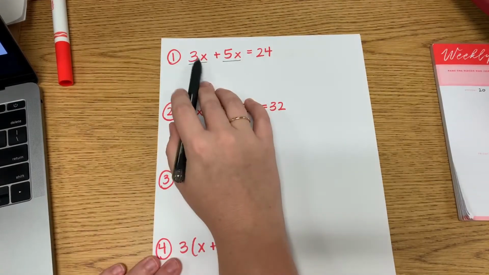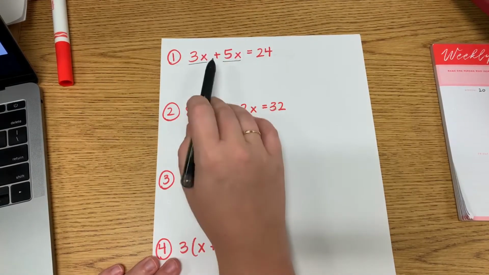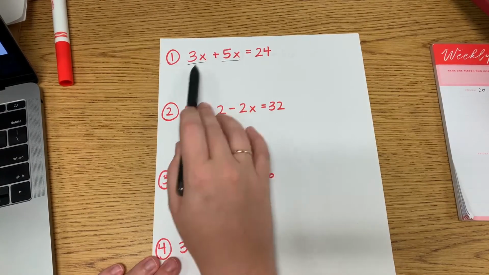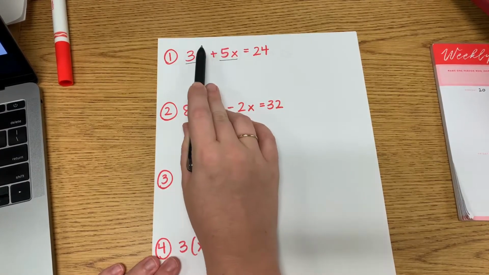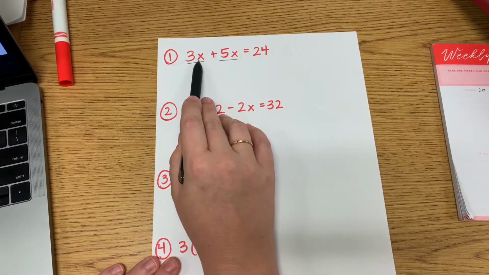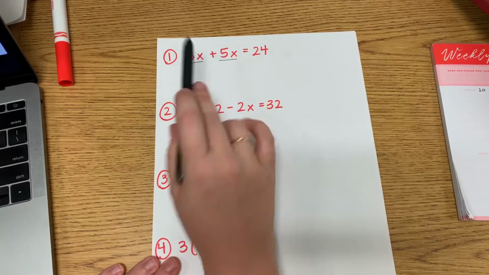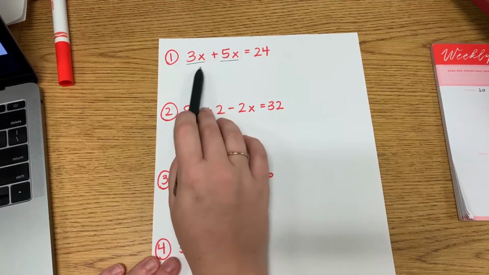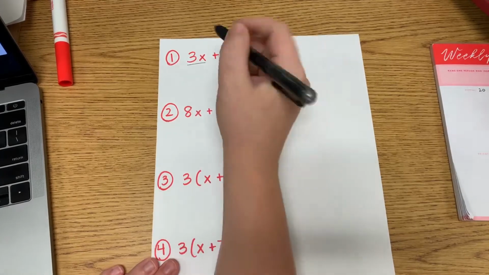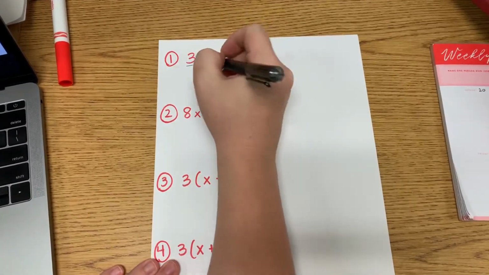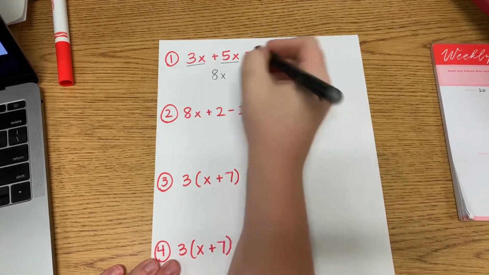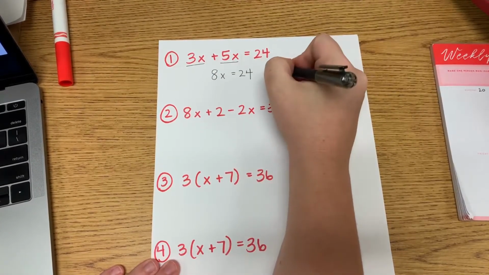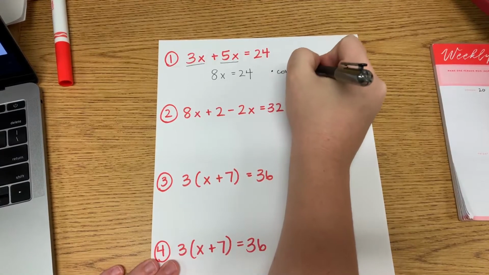So 3x plus 5x. In order to combine like terms, remember that they have to have the exact same variable with the exact same exponent. So these are both x with a power of 1. And so no matter where those are in the equation, if they're on the same side, I can just add them together. So 3x plus 5x becomes 8x equals 24. And we did that by combining like terms.